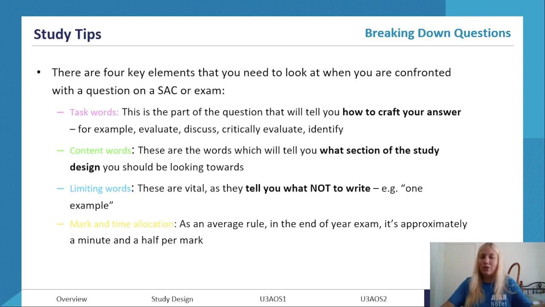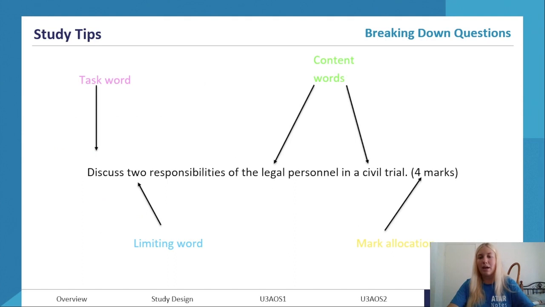So if you see a limiting word like one example, it means give as much detail as possible to one example and don't put a second one down. Past the point that you literally mention a second example, even if you go back to the first and still keep writing about it later on, it's not going to get marked. It's not allowed to get any marks past that point. So that just gives you an example.